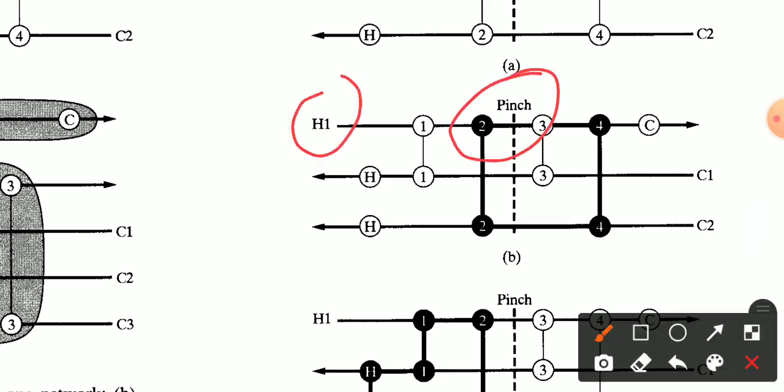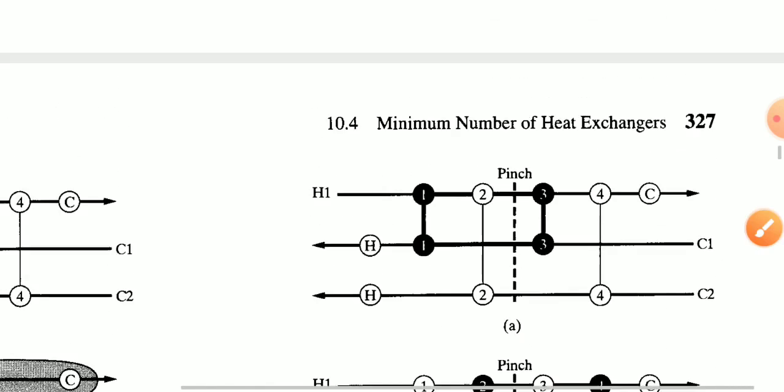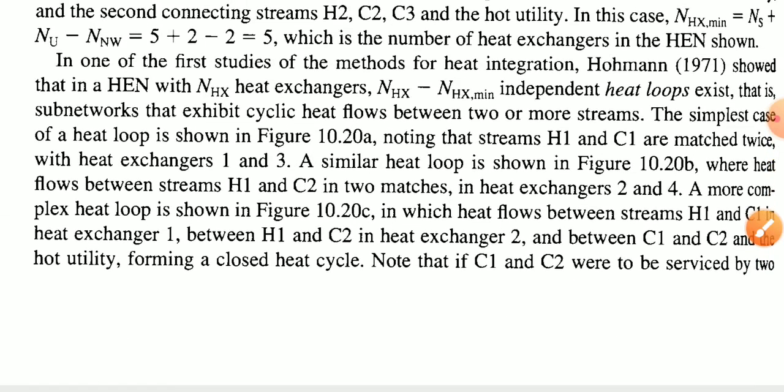Okay, heat exchanger. The cold phase is given and on this side is the hot phase. Okay, then more discussion part is there. In 10.20b, where heat flows between streams H1 and C2, there are 2 matches.